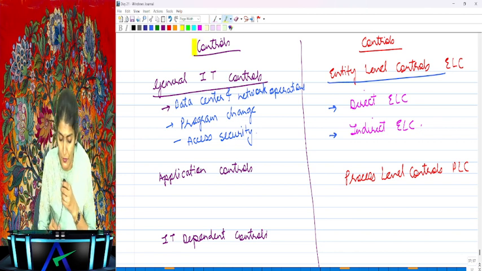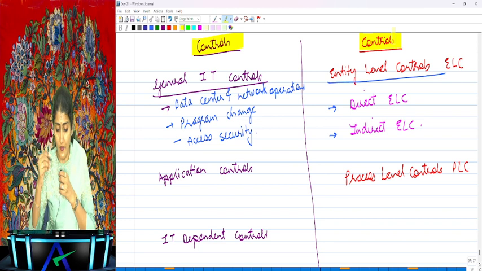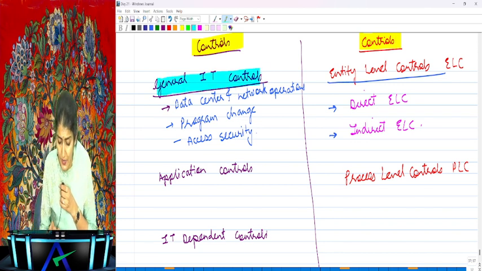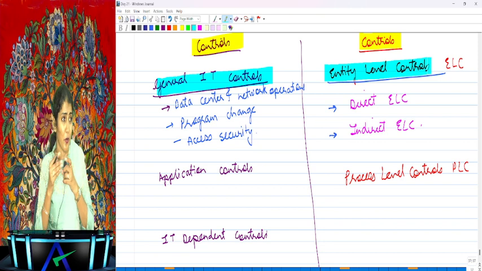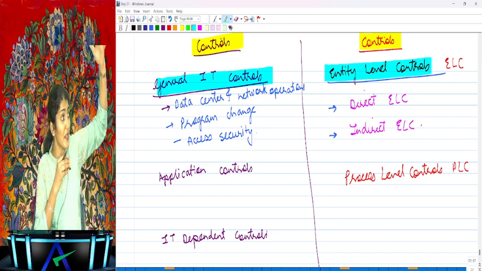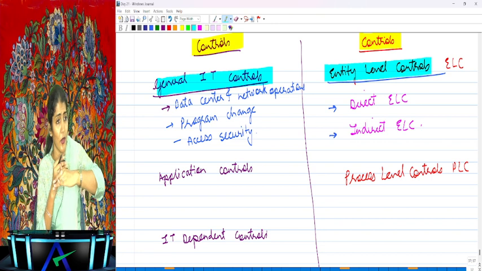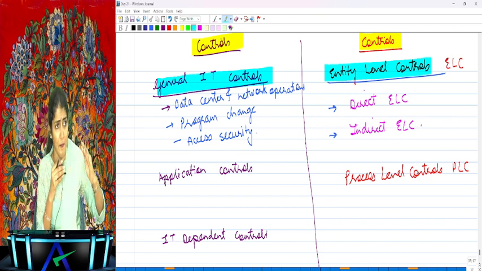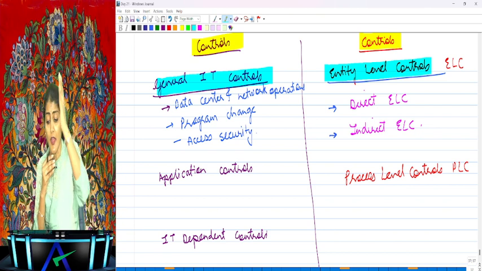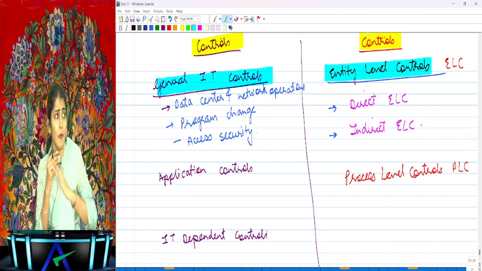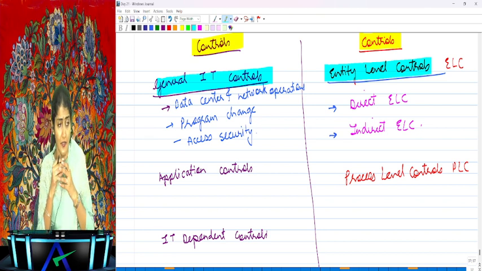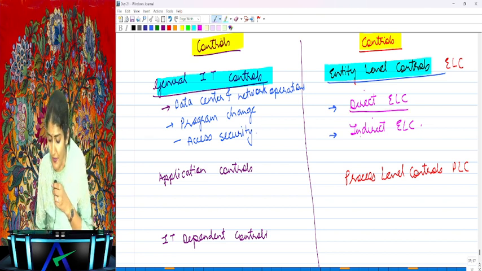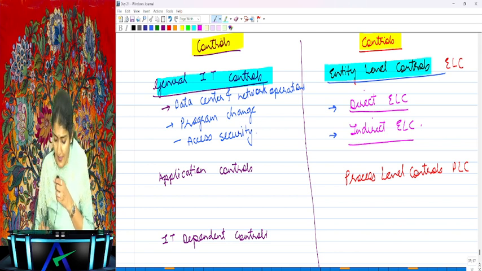So this is now going to be our discussion regarding the controls. In one way, I can tell you that general IT controls are nothing but entity level controls. The name is also similar, no? General IT control means it's a control which is there across the entity. So it's an entity level control, but we have two classifications of the controls here: general IT controls, application controls and IT dependent controls; and the second classification is the ELC and the PLC, that is the entity level controls and the process level controls. Are you understanding that? And entity level controls have been further divided into the direct ELCs and the indirect ELCs.